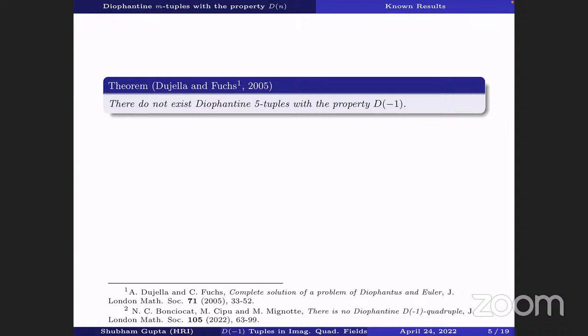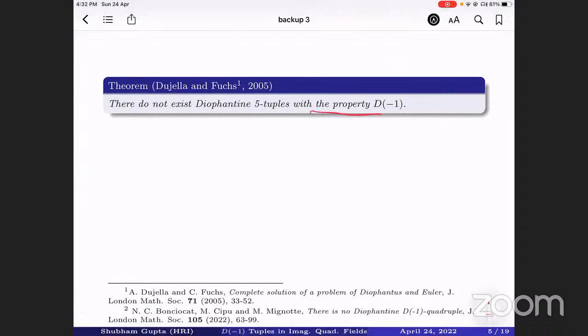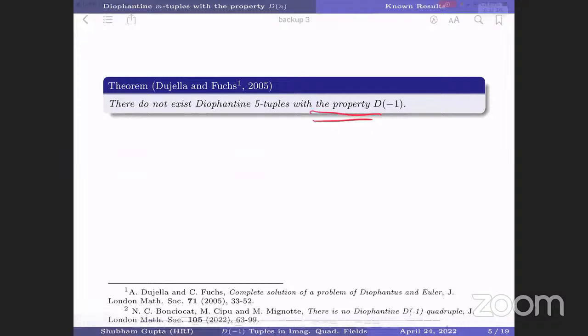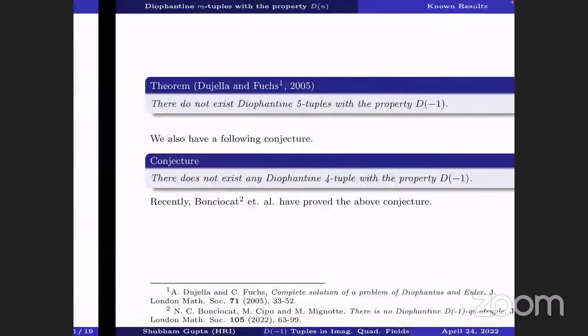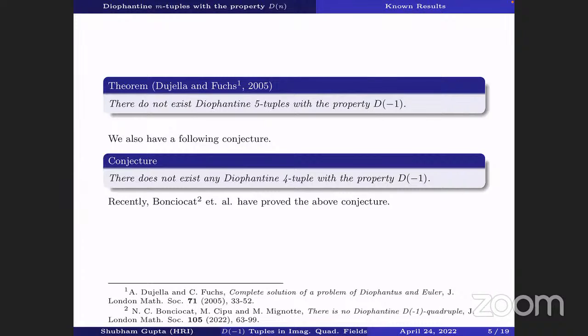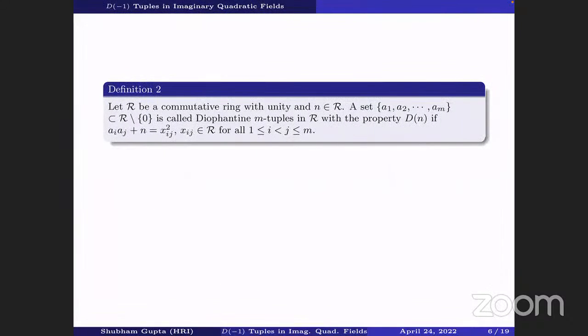So similarly, we have many results for M-tuples with the property D(-1). Here we consider the D(-1) property. In 2005, Dujella and Fuchs proved the non-existence of a 5-tuple with the property D(-1). And recently, Bonciocat et al. proved the non-existence of a 4-tuple with the property D(-1). Okay, so now let us generalize our definition from positive integers to any commutative ring with unity.